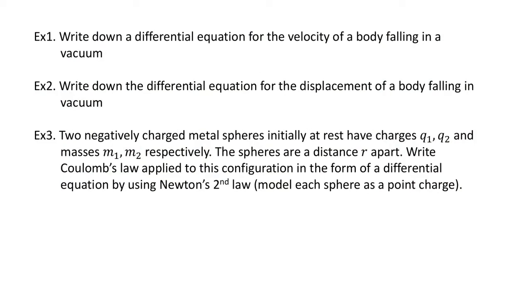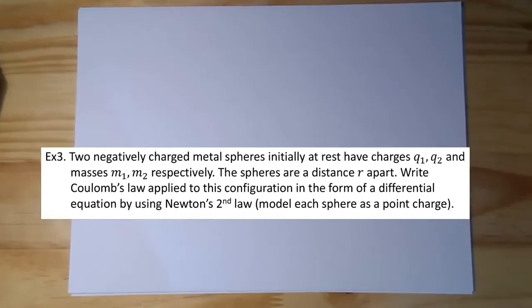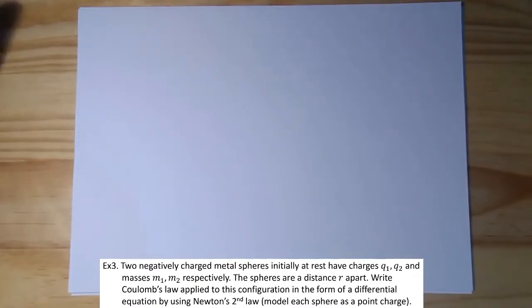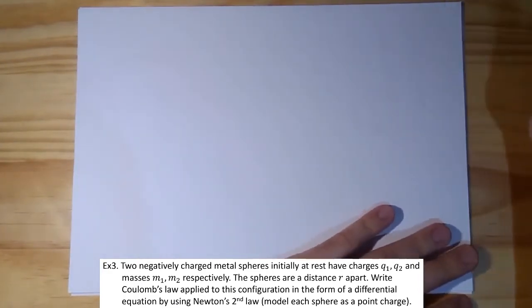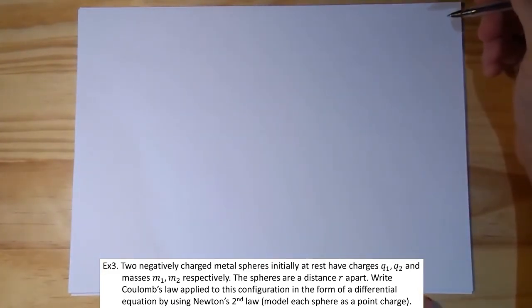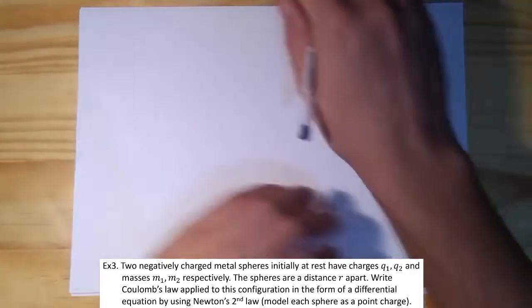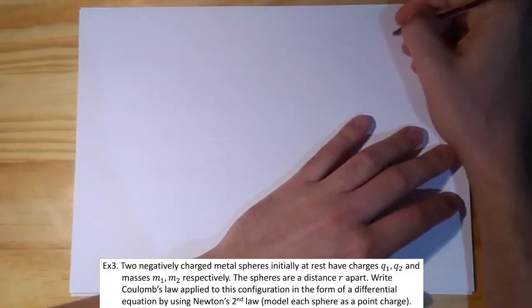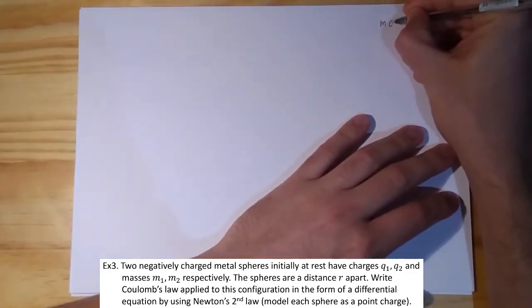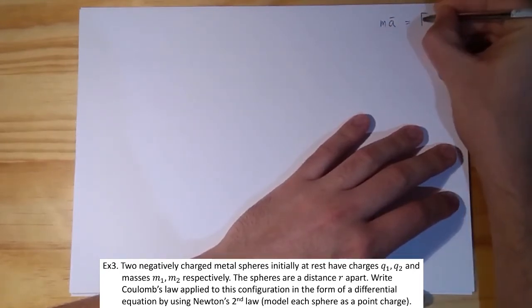Okay, so for exercise 3, we're looking at two negatively charged metal spheres with given charges and masses and initial distances apart, and both spheres are initially at rest. And we're supposed to get the differential equation by using Coulomb's law and Newton's second law. Now, strictly speaking, we did use Newton's second law already for the earlier problems. Now, it's very important for you to understand where the differential equation comes from by using Newton's second law. And now, what does the law state? First of all, it says mass times acceleration is equal to the force on the object.